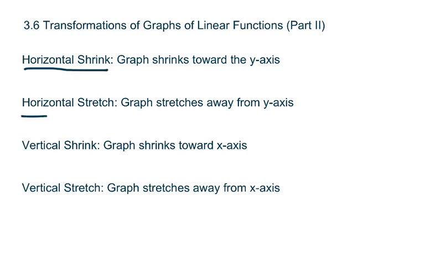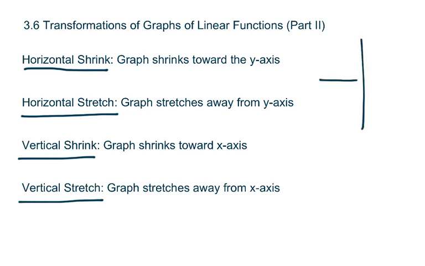Okay, so horizontal shrink, horizontal stretch, vertical shrink, vertical stretch. Four different types of stretches and shrinks, two in the horizontal direction, two in the vertical direction. A horizontal shrink is when the graph shrinks toward the y-axis. A horizontal stretch is when it stretches away from the y-axis. So if we think about the xy plane, in a horizontal shrink, everything goes this way. In a horizontal stretch, everything goes that direction. In a vertical shrink, everything goes toward the x-axis. Actually, let me get rid of that second arrow. We'll go this way. That's a vertical shrink.